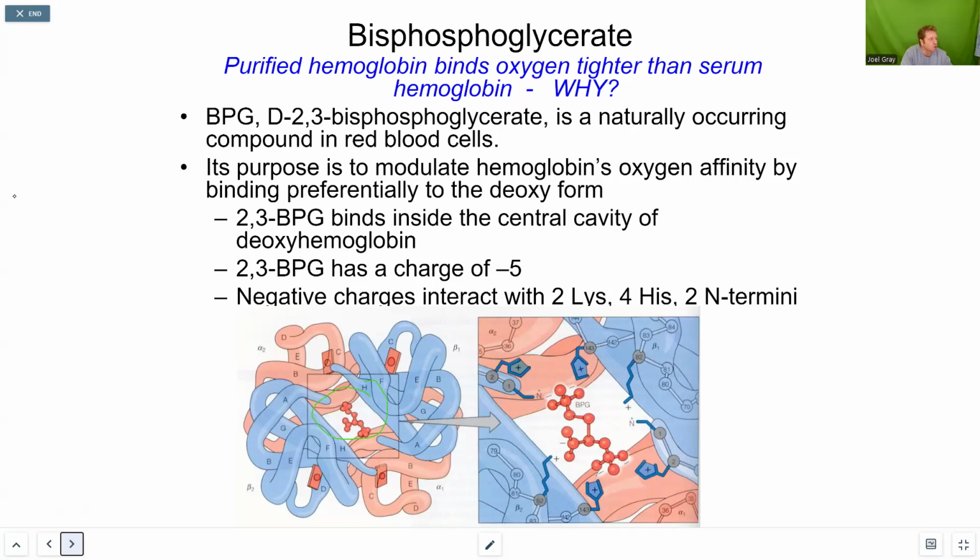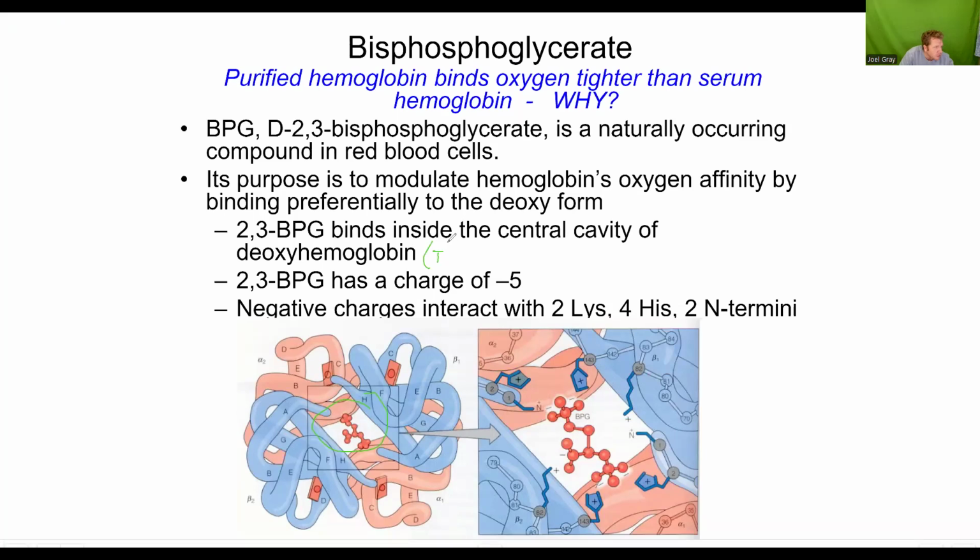2,3-bisphosphoglycerate has a charge of -5. So this is our T state. It has a charge of -5. And here what we're seeing is bisphosphoglycerate, don't worry about it, Milo. It interacts with that central cavity and with amino acids within that central cavity.